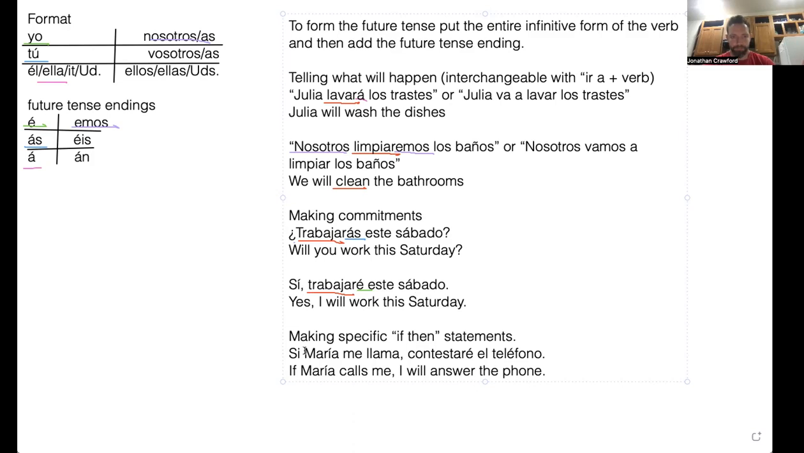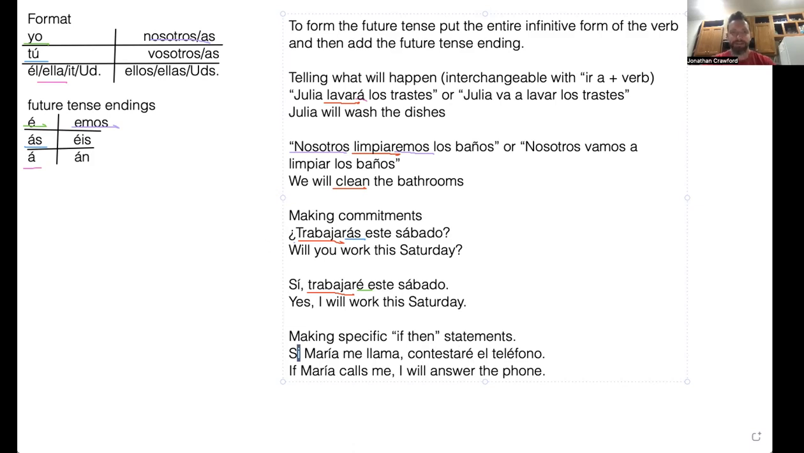Also, if it's an affirmative sí, as in yes, it should have an accent mark like that. That's why I got rid of the one here. That was a typo. There should be no accent mark if it means if. So, si María me llama, if Maria calls me, contestar means to answer.